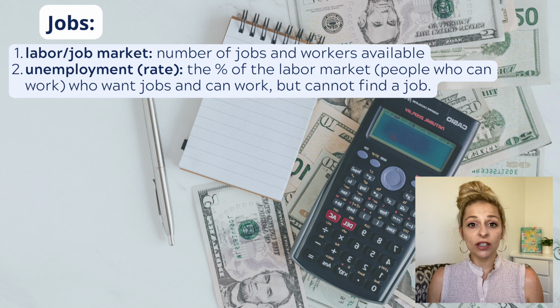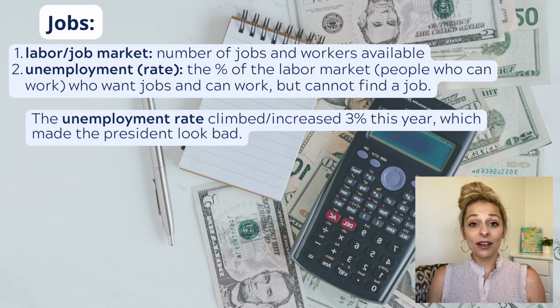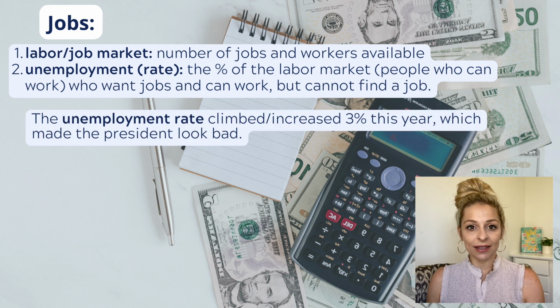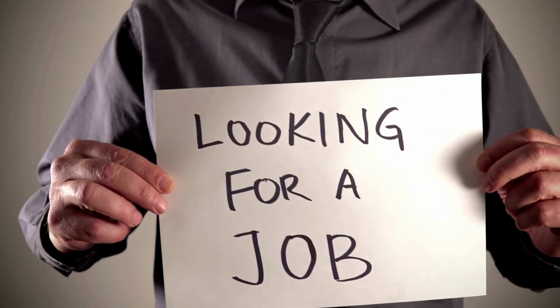Now, the collocation unemployment rate is a noun, and you will often see the verbs to climb and to increase with this. So, for example, you can say, the unemployment rate climbed or increased 3% this year, which made the president look bad. In this example, the unemployment rate went up. It climbed, it increased. That means many people who wanted to work could not find a job.